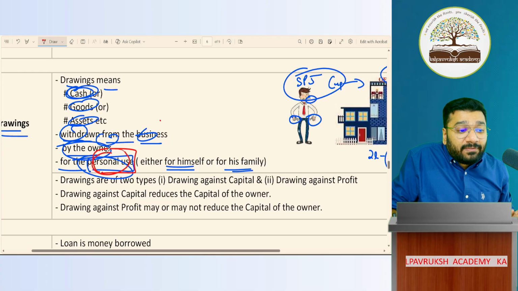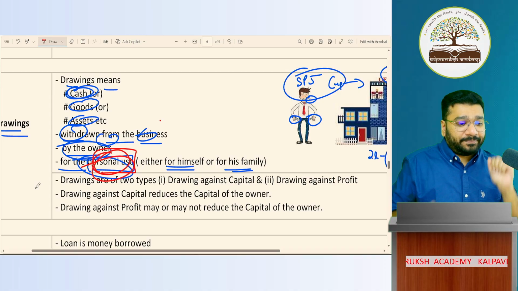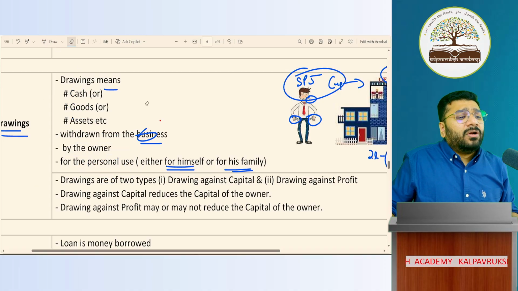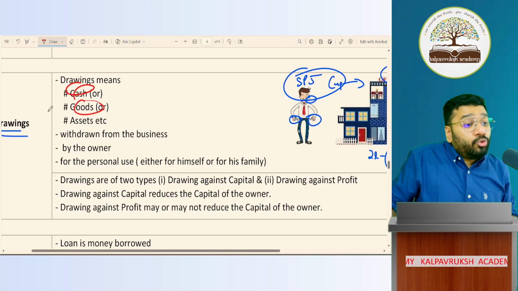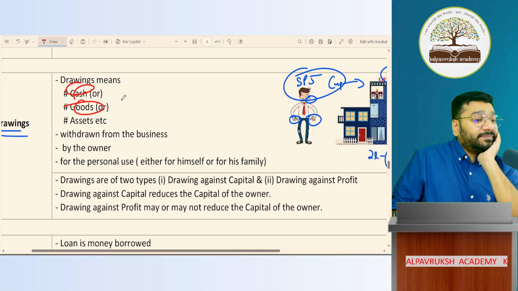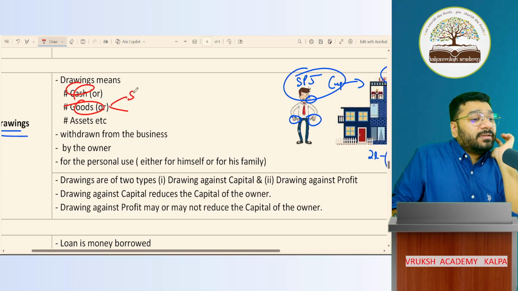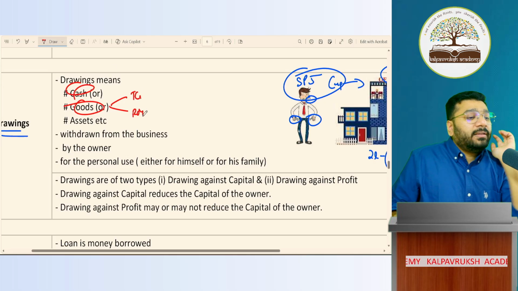So this word is a keyword. Got it? Not got it? Okay. Sir, in drawings, should we withdraw only cash? No, you can withdraw goods also. So what is goods? Two things: stock in trade, that is traded goods, TG, or raw material. These two things you can withdraw.